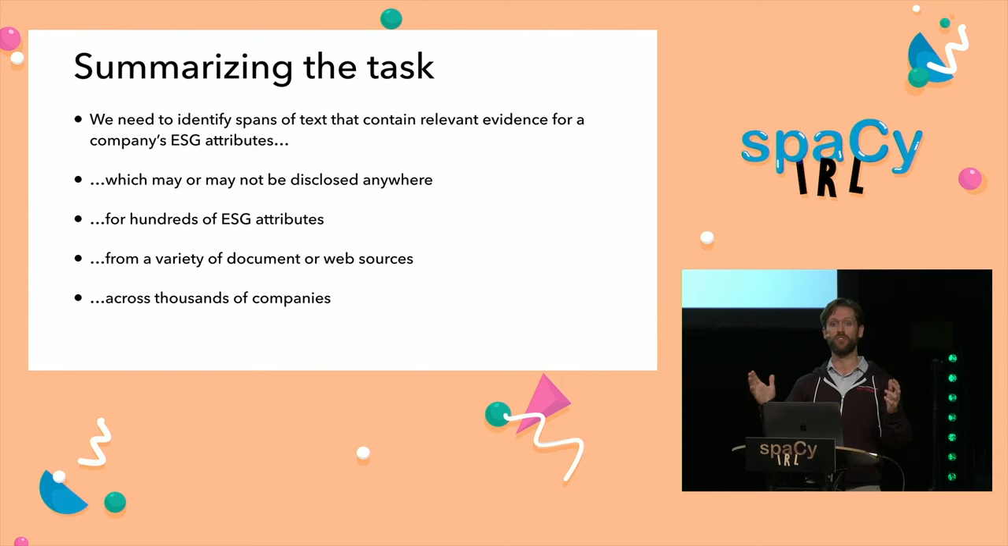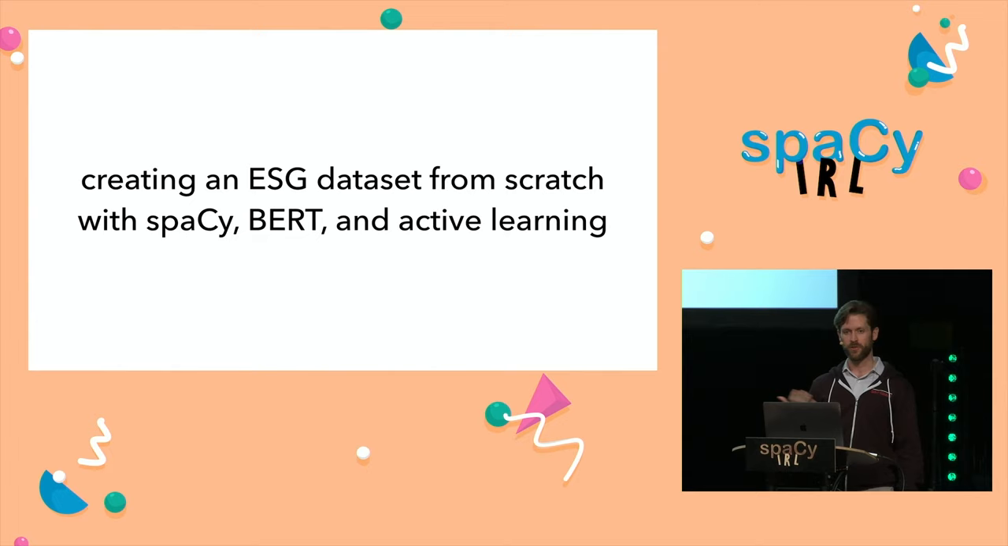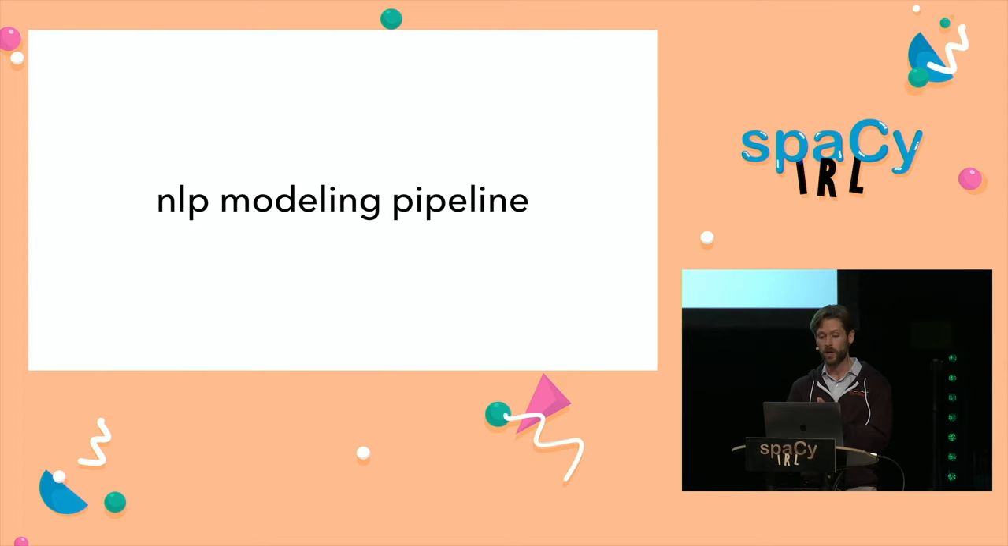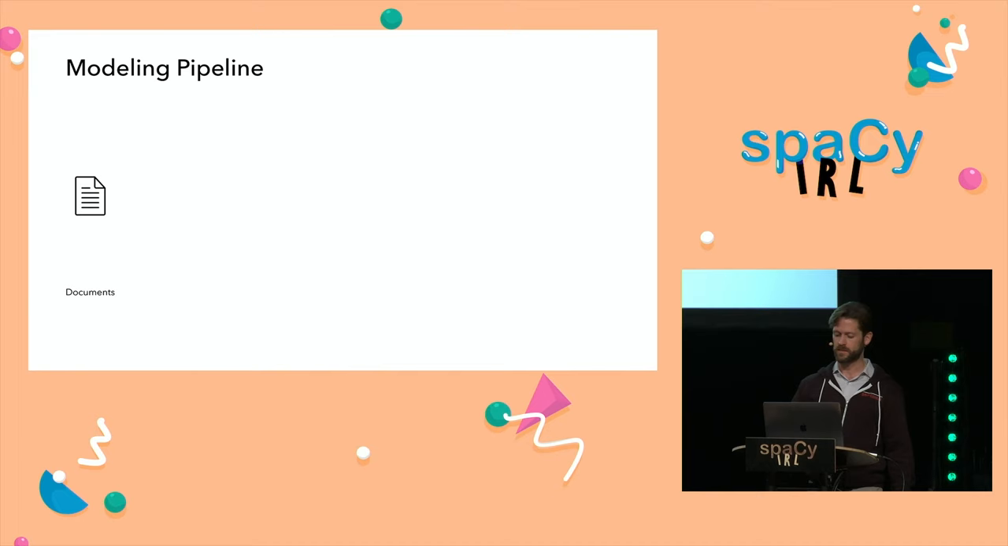So we're going to create an ESG data set from scratch with some of the tools that we know and love: spaCy, BERT, and active learning. So we will take a look at an NLP modeling pipeline here. It's not going to be terribly surprising to folks in the room what this looks like. But we'll start with documents, which are some of these PDFs or company websites that we've been talking about.